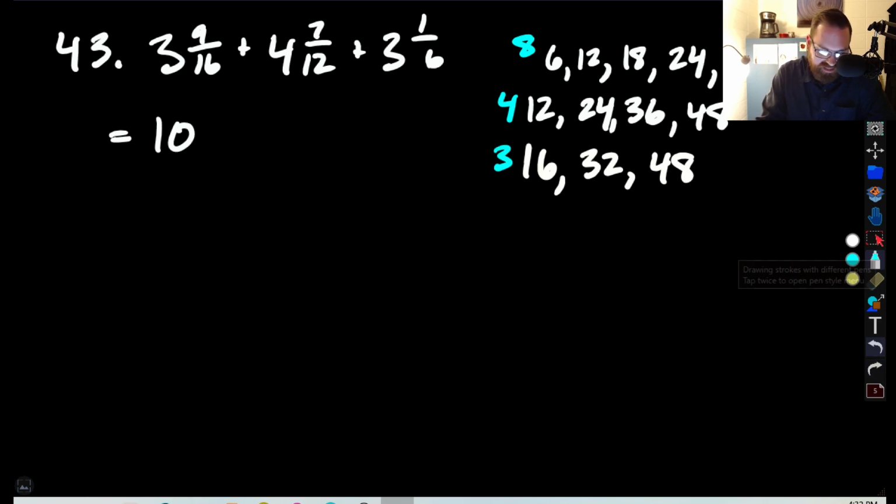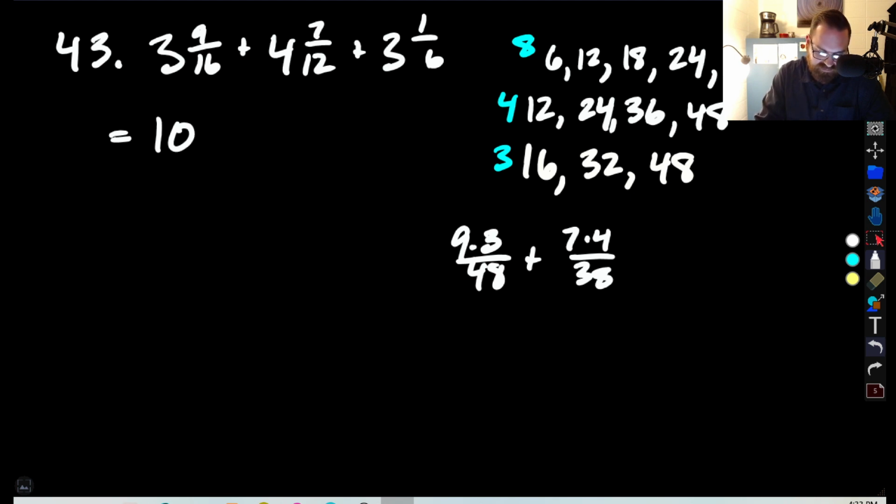All right, so we've got 10 as the whole number. Now we just deal with the 9/16, the 7/12, and the 1/6. So 9/16 would be 9 times 3 all over 48. We add that to 7 times 4 over 48. We add that to 1/6.